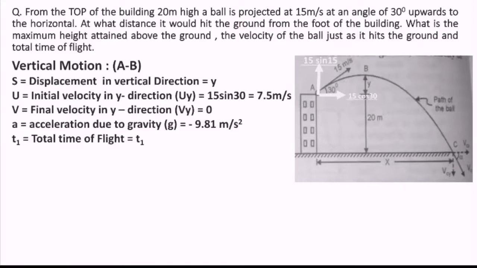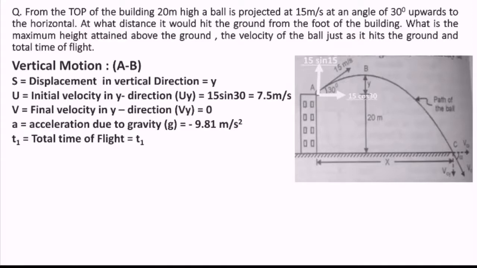Remember we have seen some important points. Point number 2 says the vertical velocity at the topmost point is always 0. So from that I will write V as 0. A we know as minus 9.81, and T1 I will take because it is not the total time of flight; we are considering motion only from A to B. So I will take it as T1.